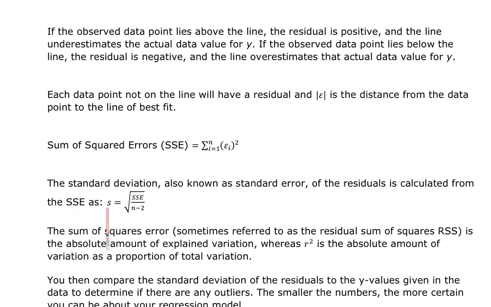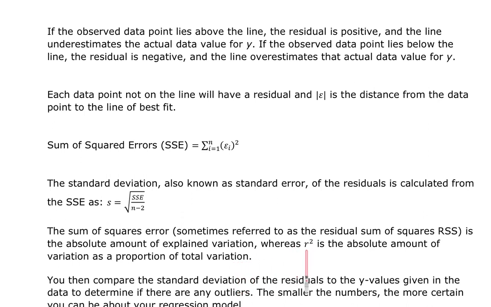And it is S, again, because we are in the land of samples, is equal to the square root of that SSE divided by n minus 2. The sum of square errors, also referred to as the residual sum of squares, RSS, is the absolute amount of explained variation, where R squared is the absolute amount of variation as a proportion of the total variation.